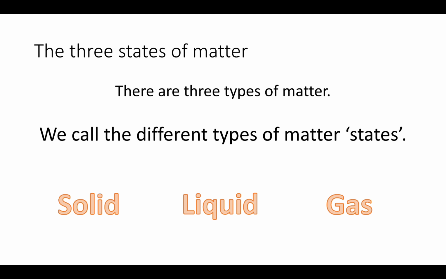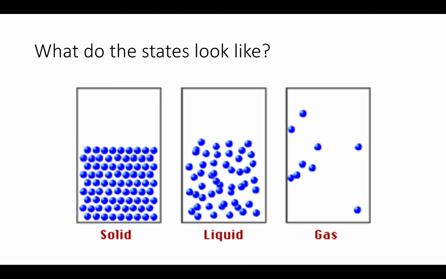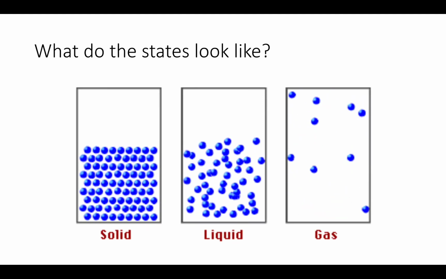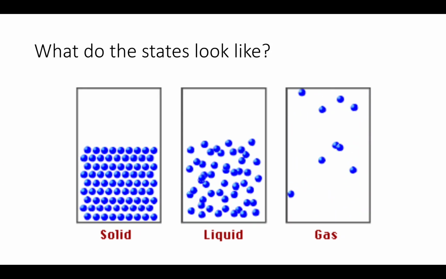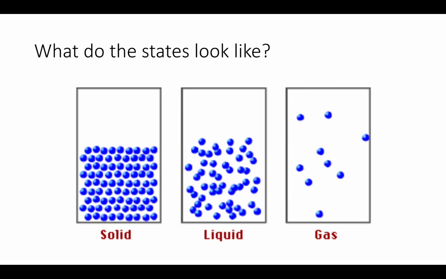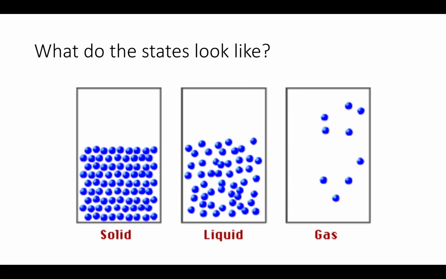So there are 3 states of matter. We call the different types of matter states, hence the states of matter. We've got solids, liquids, and gases. So what do they look like? The particle models look like this. Now I would urge you to pause the video and sketch this down.